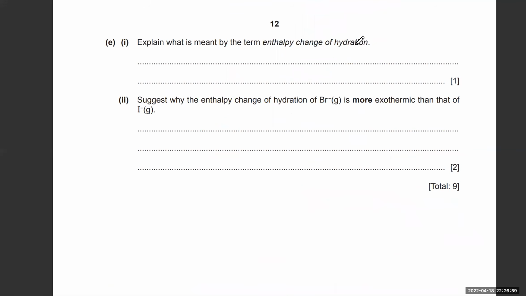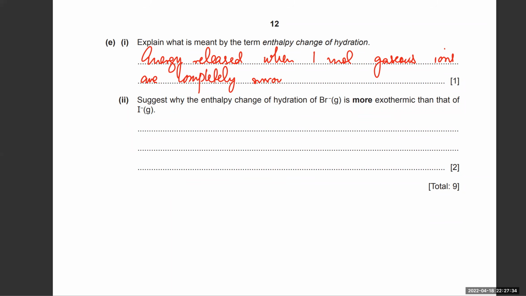Now moving to the next part: what is meant by the term enthalpy change of hydration? So it's always the energy that is released when what happens? What's the definition for this? It's the energy released when 1 mole of gaseous ions are completely surrounded by excess water and turn into 1 mole of aqueous ions.